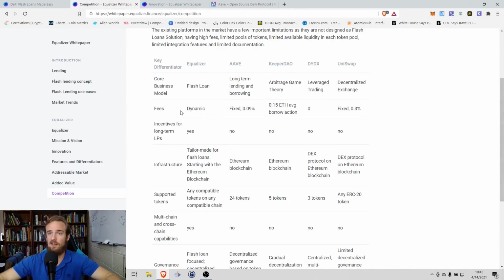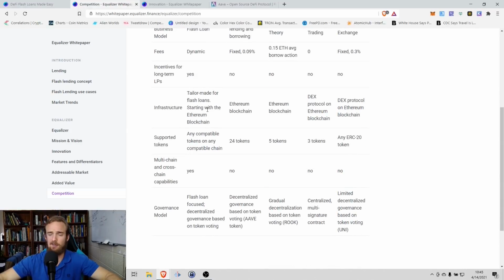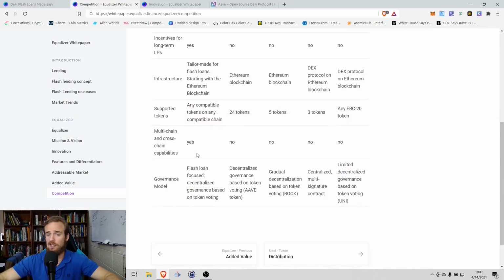So kind of just going through the rest of their key differentials here, we've got infrastructure. It's tailor-made for flash loans, starting with the Ethereum blockchain, however, will be compatible with others as well. Any supported token on any compatible chain. So again, we really see that differentiation here between Equalizer and those other chains. Multi-chain and cross-chain capabilities. And again, Equalizer is going to be the only one that has that.